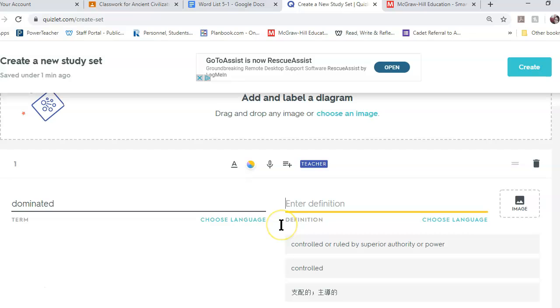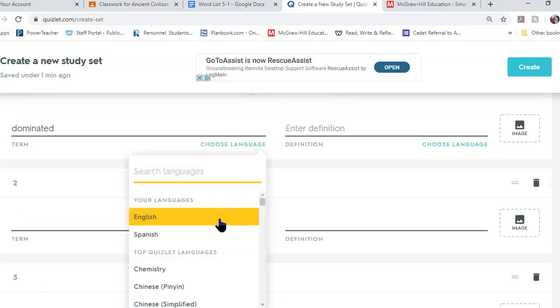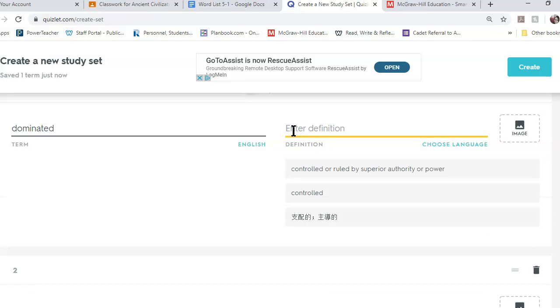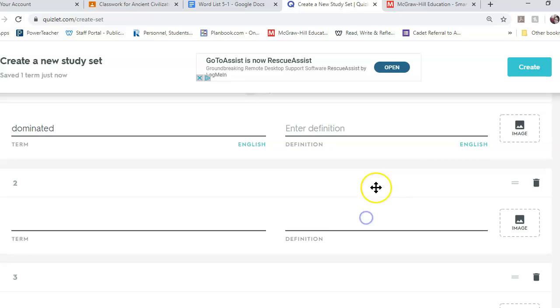You are going to look for a definition. Oh, wait, I forgot. Choose language. Make sure it's English. The first couple of them, they might have you choose, and make sure you're choosing English, and then after that, it will probably pick up that they're all English. You are going to find the definition for dominated that matches the context in which it's used in the book. So click here, and actually it gives you some options for dominated. And also you want to choose English here.